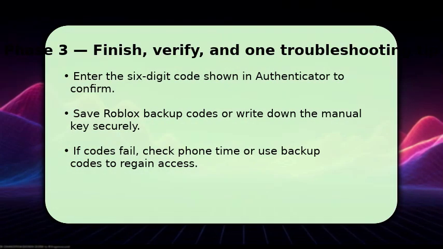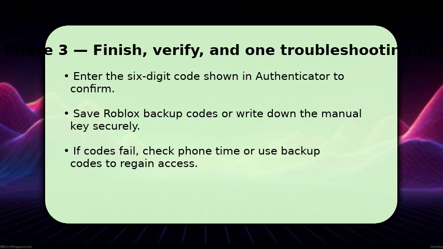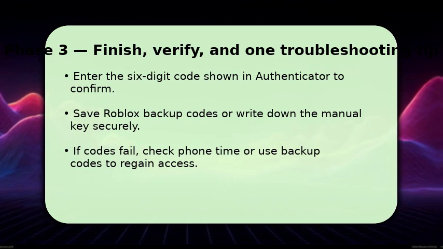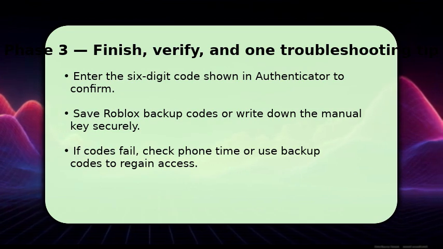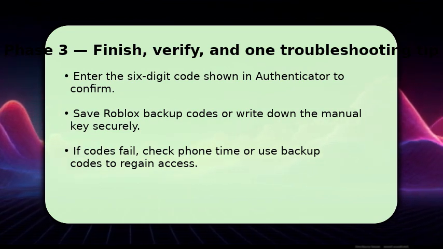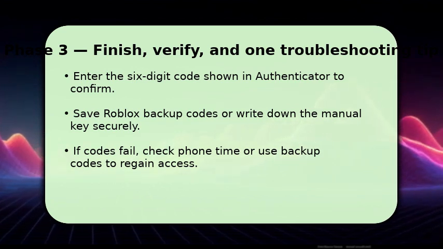You finalize setup by entering the 6-digit code from Google Authenticator into Roblox. Once accepted, two-step verification is active, and your account gains stronger protection. Make sure to copy or download Roblox backup codes and store them somewhere safe. This prevents lockout if you lose your phone.